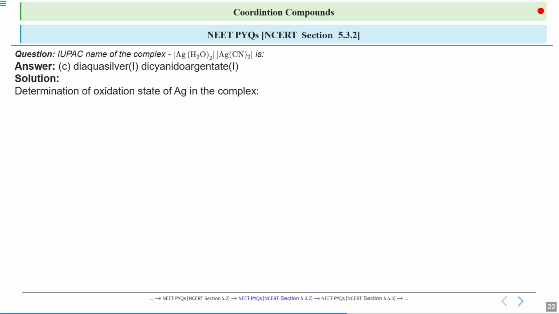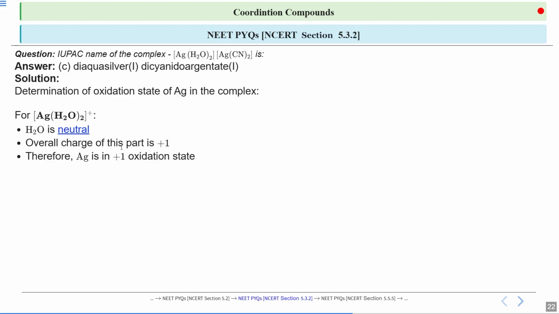So, determination of the oxidation state of silver in the complex. First of all, you have to identify the oxidation state of the silver present in this complex. We have two silvers. For the first complex, [Ag(H2O)2]+, the H2O here is a neutral ligand, right? Because H2O is a neutral ligand, it is not going to contribute to any charge. So the overall charge present on the complex is going to be the oxidation state of the central metal, that is silver. So the overall charge of this part is +1.